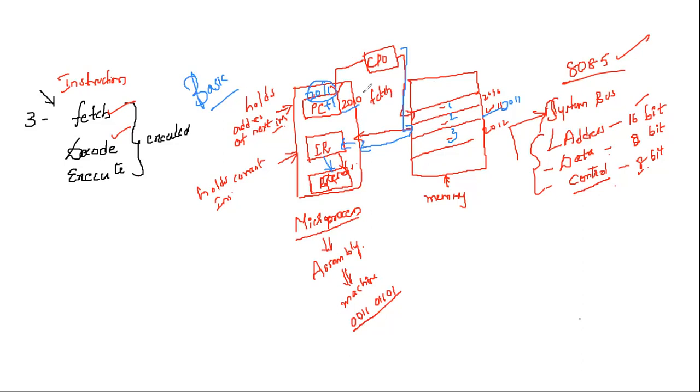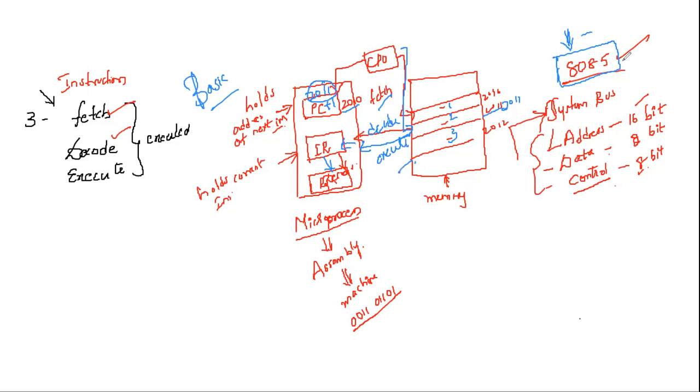Next, let me tell you about the 8085. The 8085 has fetching, decoding, and executing cycles. Fetching means it is going to fetch the data, next it is going to decode the data, and then we are going to execute the data. This is how any instruction in the 8085 is executed.